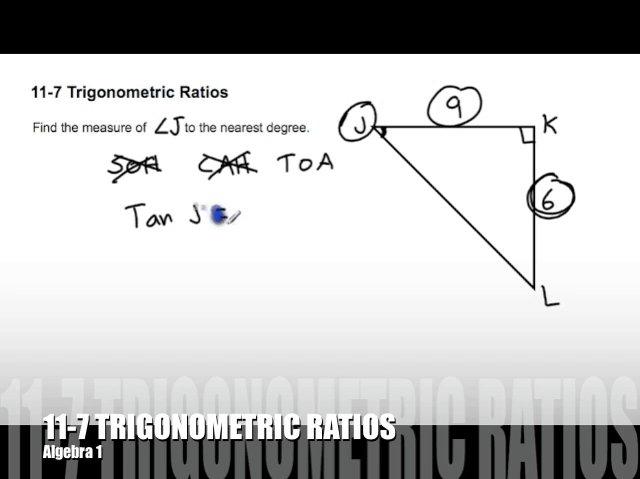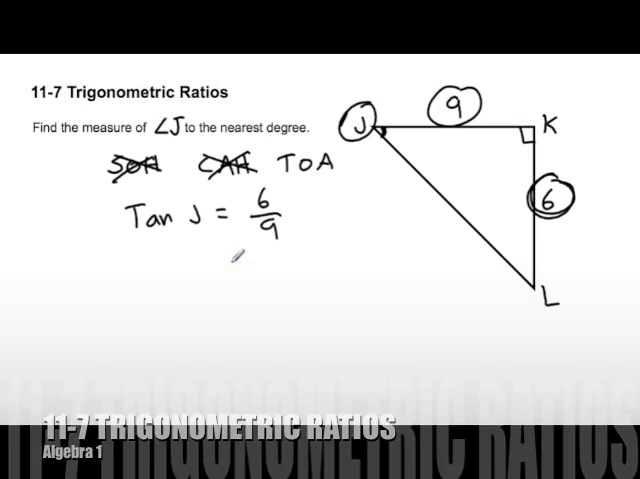So the tangent of J, we know that it is the opposite, which in this case is 6, divided by the adjacent, which is 9. Now we can divide this and get a decimal for the tangent of J, but I want to go ahead and keep it this way, especially if we're trying to find the angle. Once we know the tangent of J, we're going to need our calculators out. Okay, so let me show you how to do it.